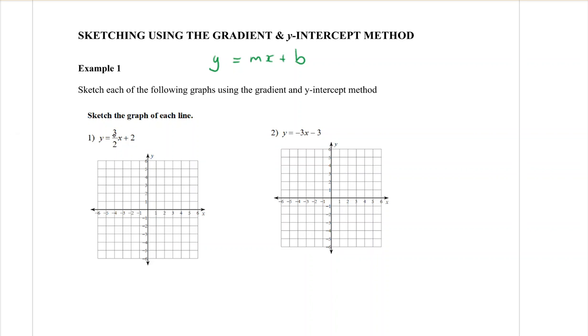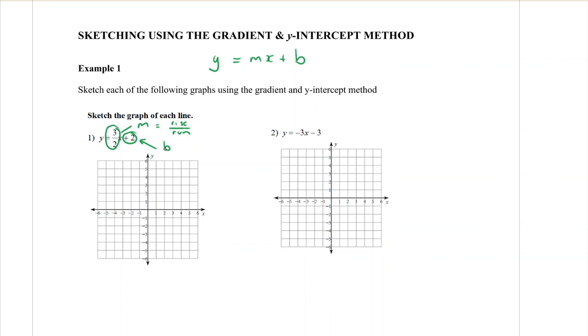The number that is in front of our x, so this 3 over 2, that is our gradient. And remember that gradient on a graph is a rise over a run. We're going to be using that. The second number, which is a positive 2, that is our y-intercept, which we call the letter b.